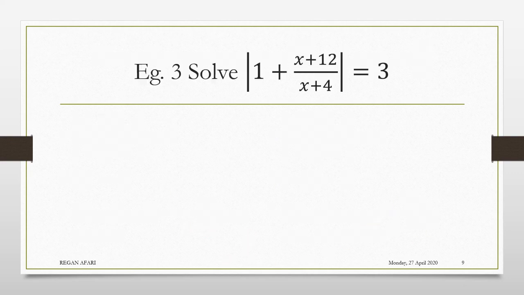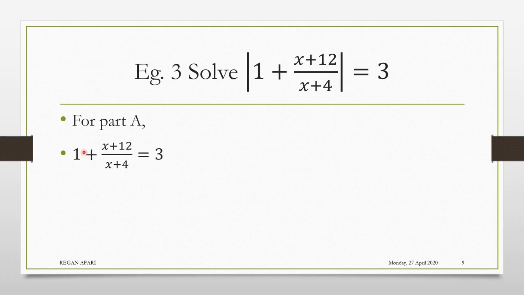Example 3 is when we have 1 plus a quotient. It's a bit different, but how does it work? It works the same way. We will equate this whole thing to +3 for the first part, then for the second part we equate this whole thing to -3. Then we solve for x in both cases. So let's do that. All right, so this is part A.